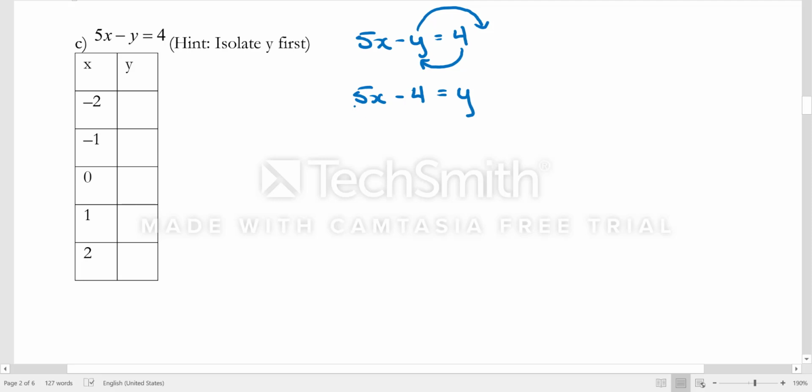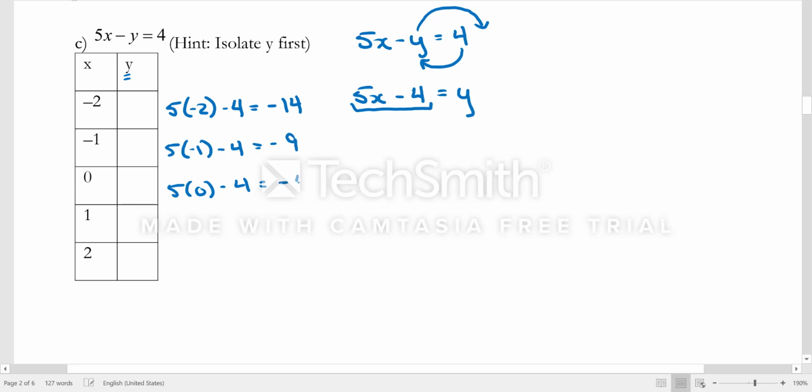So we're going to use this expression here to help calculate our output values, our y values. So in our first one, it's going to be 5 times negative 2 minus 4. So 5 times negative 2 is negative 10, minus 4 is negative 14. 5 times negative 1 minus 4, so negative 5 minus 4 is negative 9. 5 times 0 minus 4 equals negative 4. So you can start to see a pattern emerge here. Negative 9, negative 4.